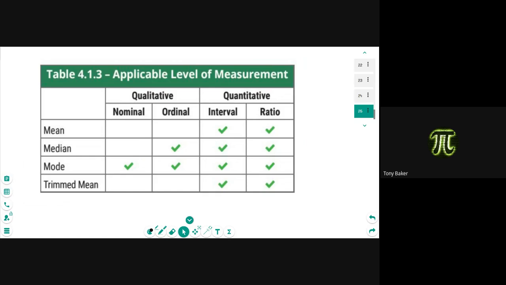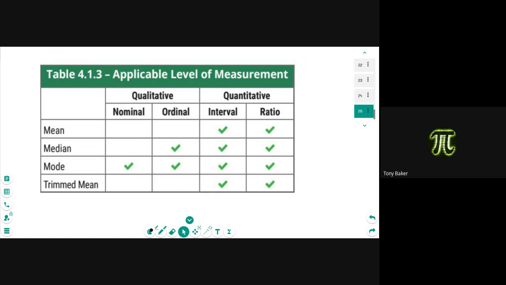So mode is the only one that you can always have. Like I can look around and say the mode of this classroom is gray because there are more gray t-shirts than any other color. That's possible because I'm not doing any calculations with a mode. If I can put things in order, I can find a median of it. So with ordinal, you can do median too.